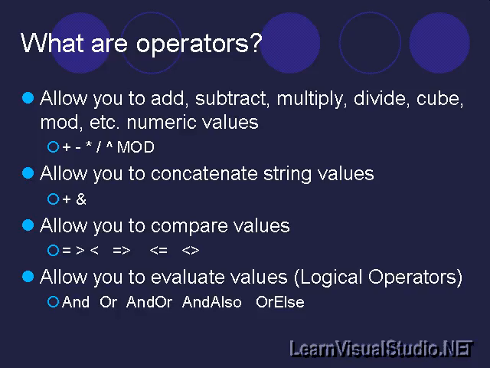Then there's also comparison operators, and that's like your equal, your greater than, your less than, your greater or equal to, your less than or equal to, and then also you have the two brackets next to each other, which means it does not equal. And then finally you have your logical operators, and those are things like And, Or, and also an OrElse. And I'll show you some examples of those later on in this video.